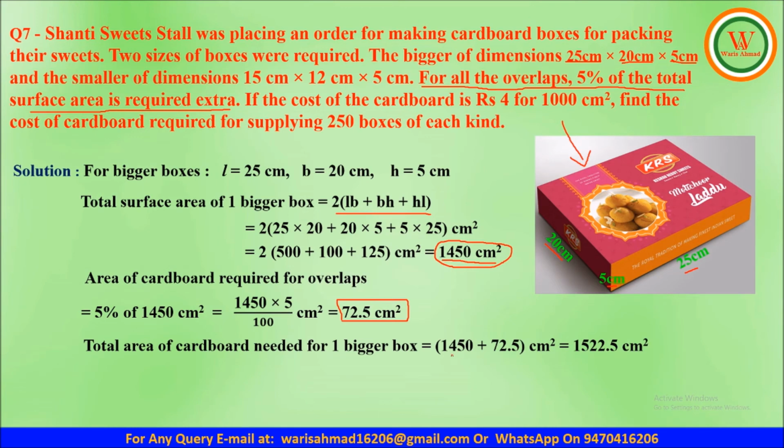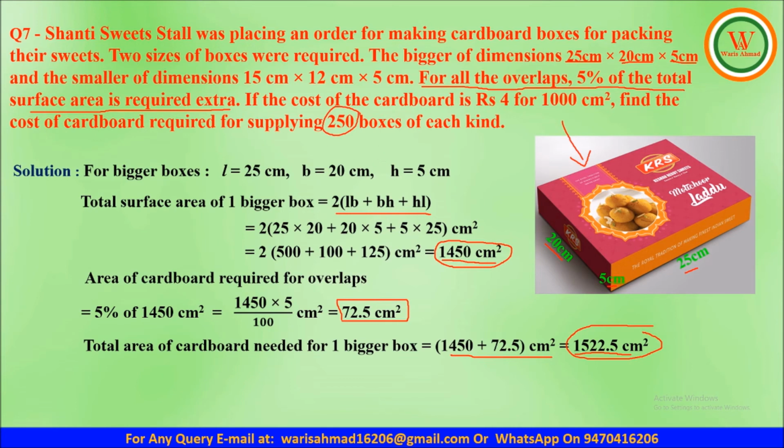square plus 72.5 centimeter square, and that will be equal to 1522.5 centimeter square. It means that to make one bigger box, we need 1522.5 centimeter square of cardboard. How many big boxes have to be formed? We need to make 250 boxes of each kind.